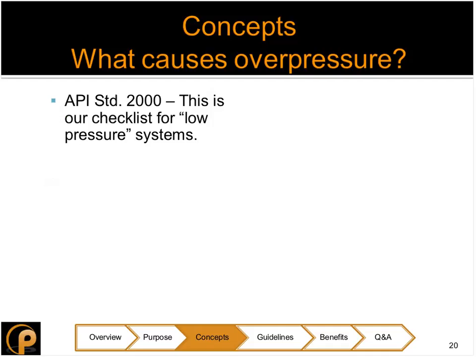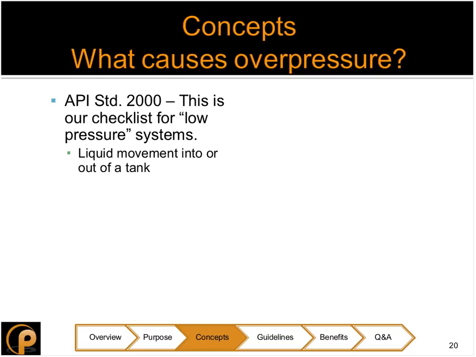So while API 521 offers plenty of help with pressurized systems, it's not entirely applicable to low pressure systems. If you remember a few slides back, we talked about diesel storage tanks and municipal water storage tanks. These are low pressure systems. API 2000 provides a standard list of common scenarios for low pressure systems.